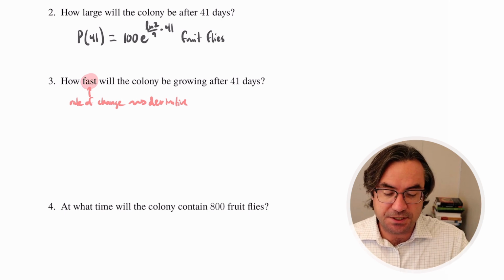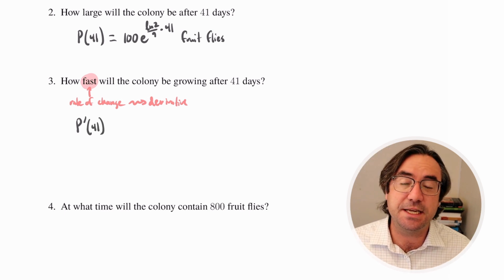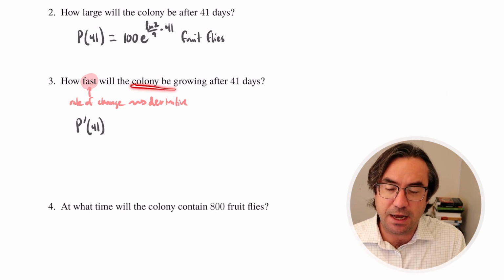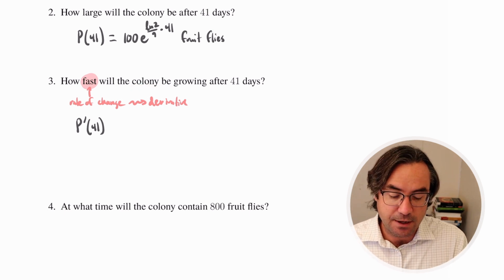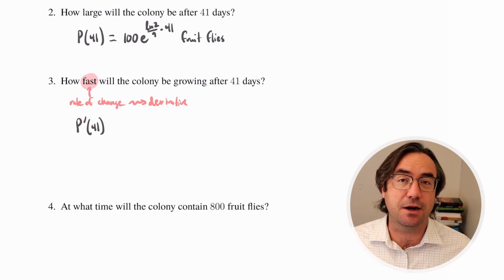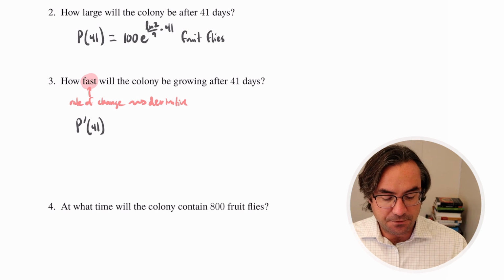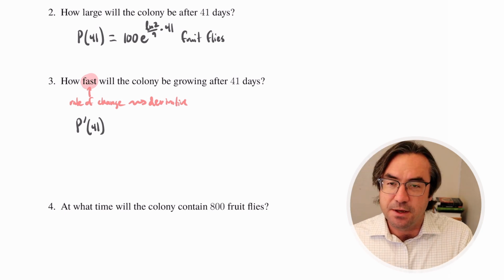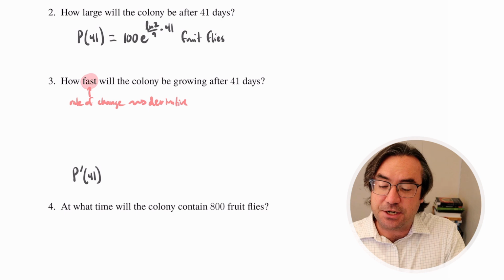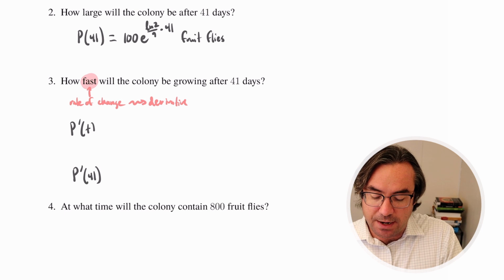So we're really talking about a derivative here. So essentially what this is asking for is it wants us to figure out the derivative when t is equal to 41. So we want to know what is the rate of change of the size of our colony after 41 days. So that's what P prime is measuring. It's telling us how fast our population is growing. All right, so let's save this for later, and let's first actually calculate what the derivative is. So let's calculate P prime of t.